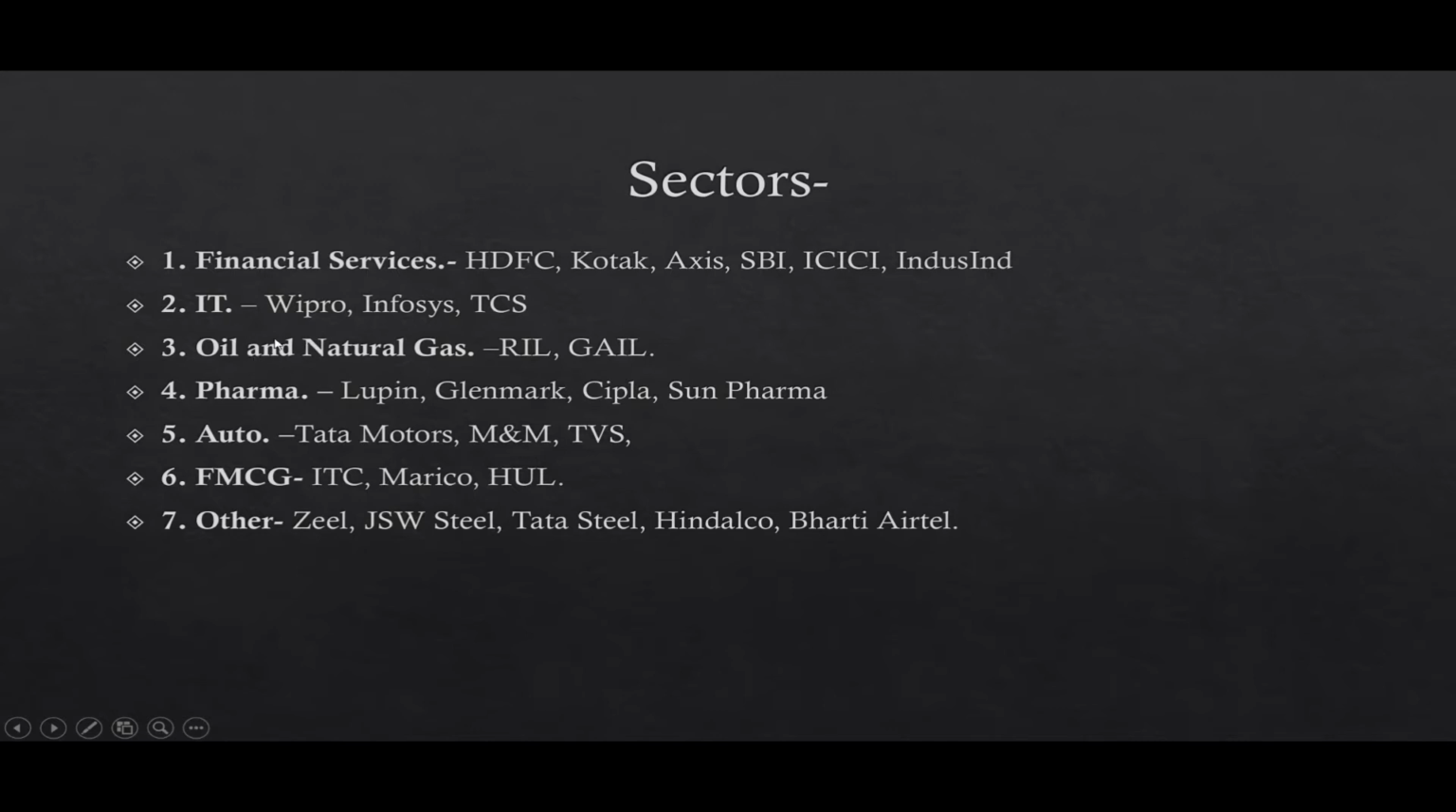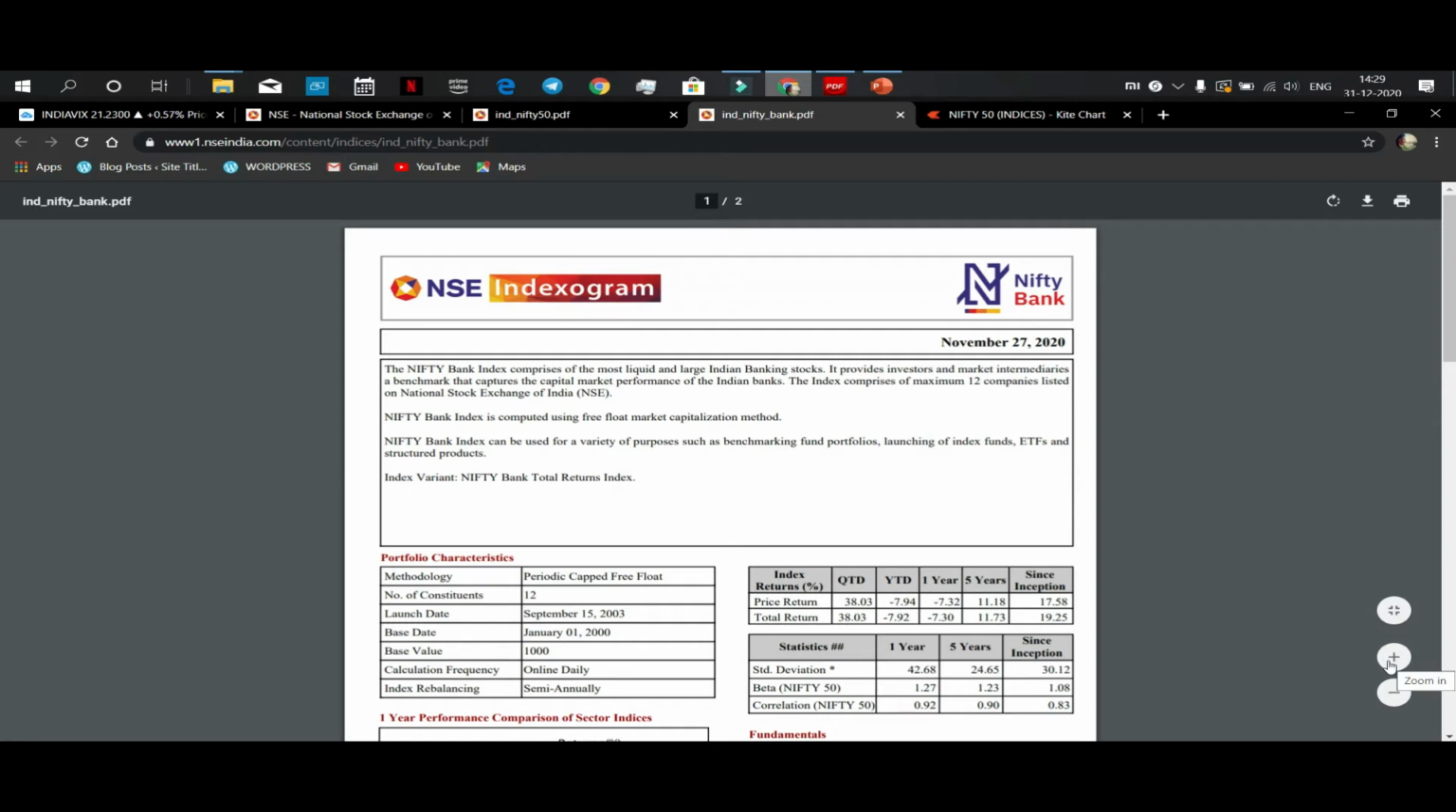So the next thing you need to do is list out the top 6 sectors of the stock market, like we had gone through that. And the 7th one is other sectors. So the first one is financial services. What companies are included in financial services?